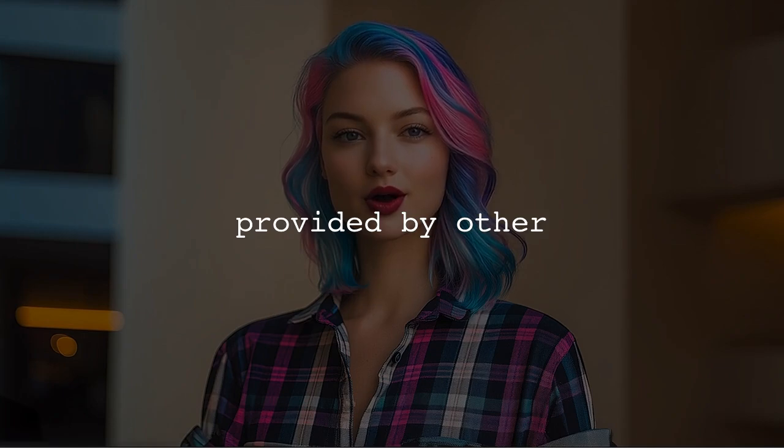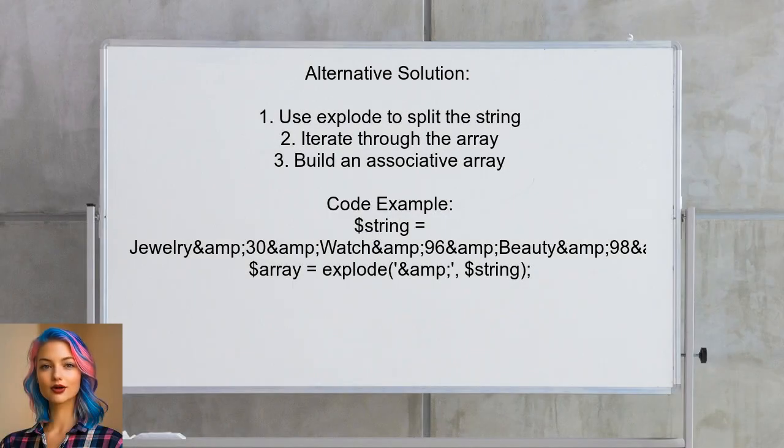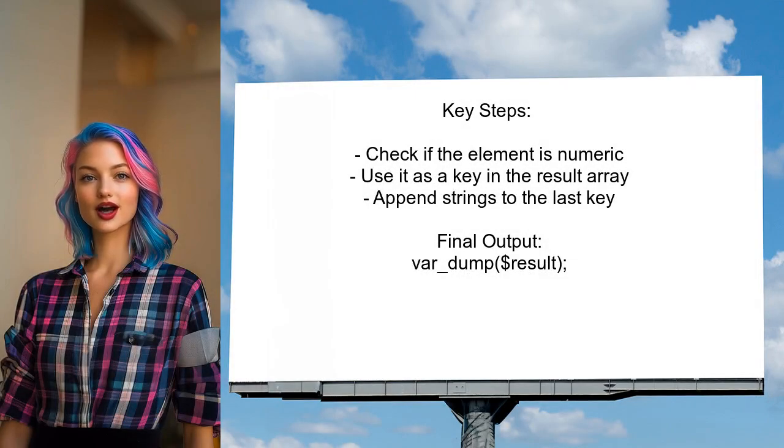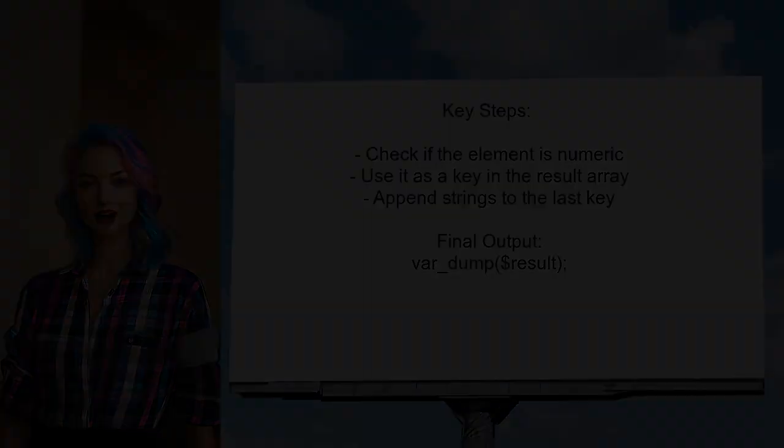Now let's look at the answers provided by other users. An alternative approach to converting a string to an array in PHP involves using the explode function. This user prefers a simpler method over regex. They first split the string by the delimiter, then iterate through the resulting array to build the final associative array. During the iteration, if the element is numeric, it becomes a key in the result array. If it's a string, it gets appended to the last numeric key. This way, you can effectively group the items together.